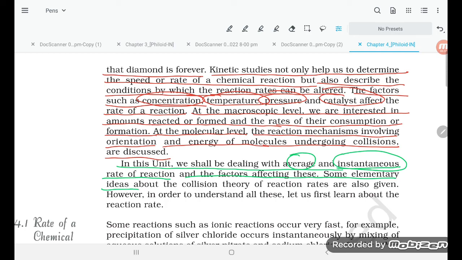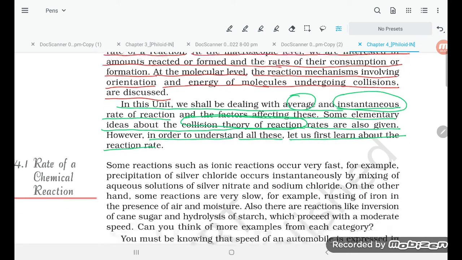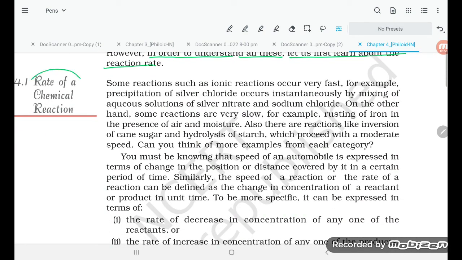Some elementary ideas about the collision theory of reaction are also given. However, in order to understand all these, let us first learn about the reaction rate. So, rate of a chemical reaction. The first thing which we have to understand is the rate of chemical reaction.